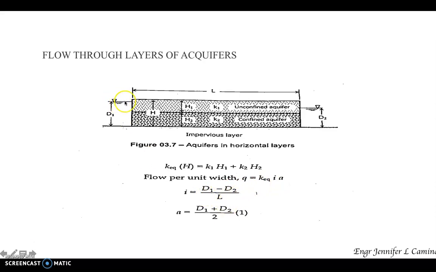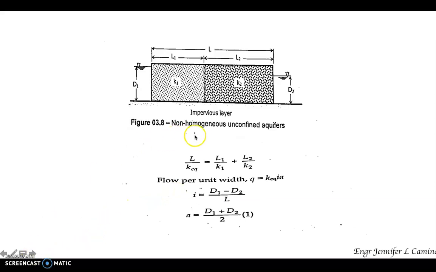This is the water surface towards the bottom of the impervious layer, that is D1. This one is the water surface which is lower compared to D1, so this is our D sub 2. So D1 minus D2 over L is our I, and you can have your area A, which is equivalent to D1 plus D2 over 2 times 1, because we're considering per unit width. If you have this, simply substitute to this equation, and you can get the value for flow per unit width.